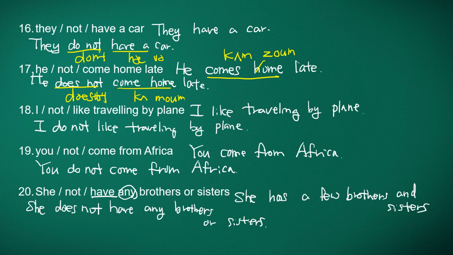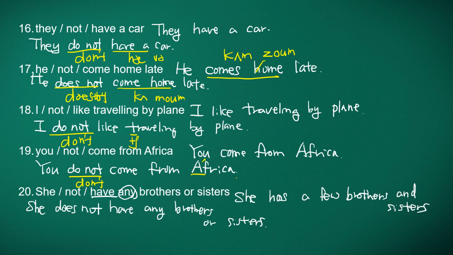I like traveling by plane. I do not like. I don't. I don't like traveling. Traveling, this part sounds like traveling by plane. I don't like traveling by plane. And number 19, you do not. You don't. You don't come from Africa. Africa. Actually, on the first syllable, Africa.